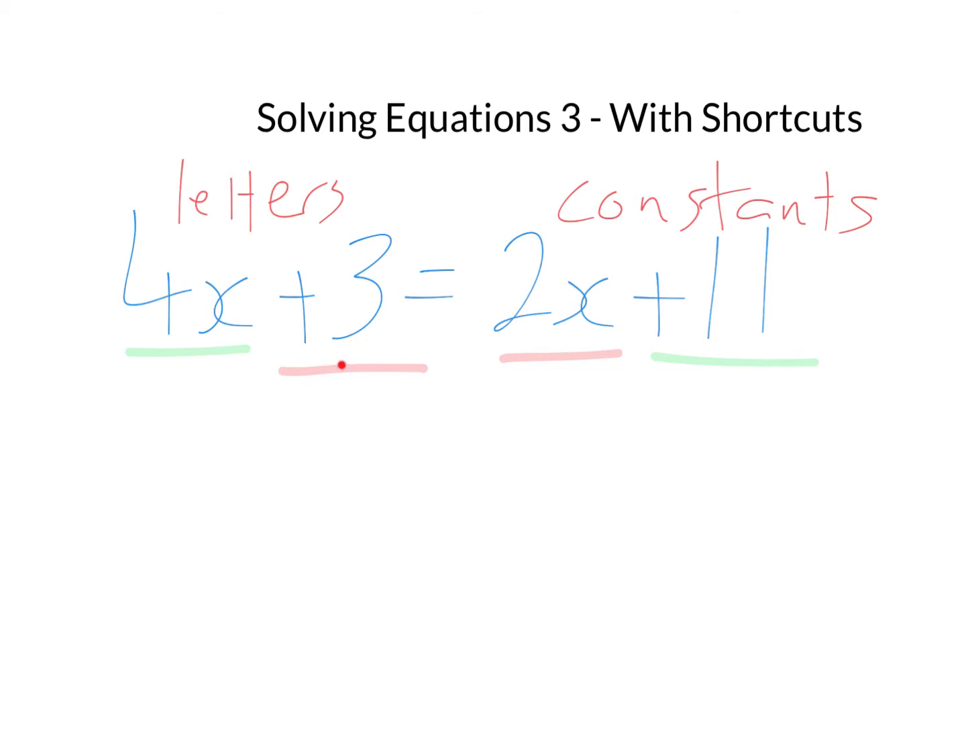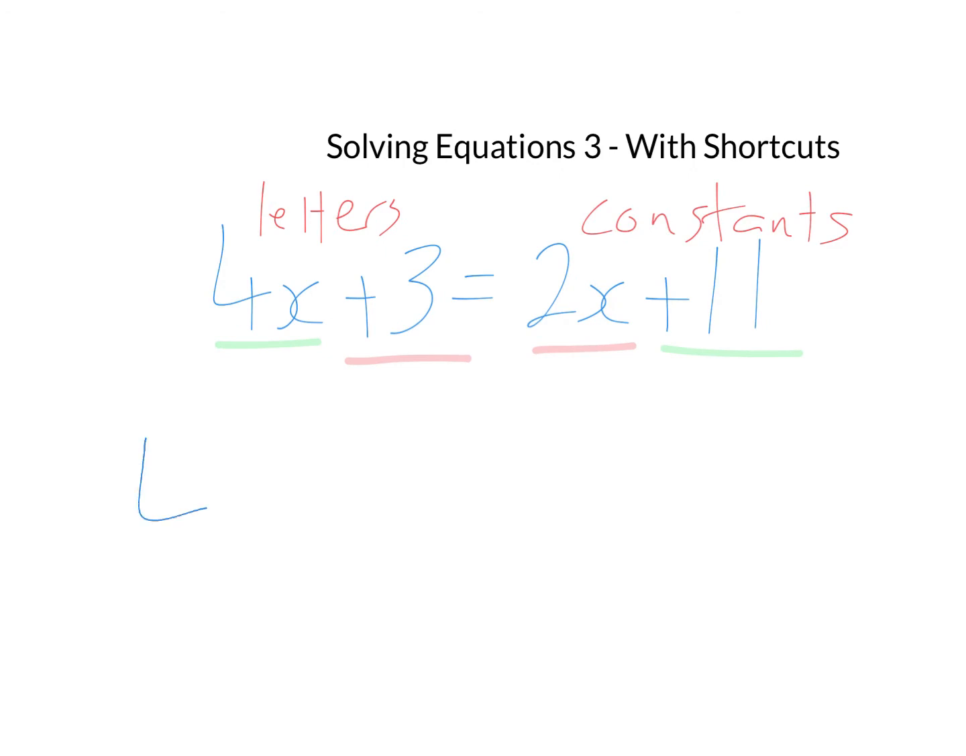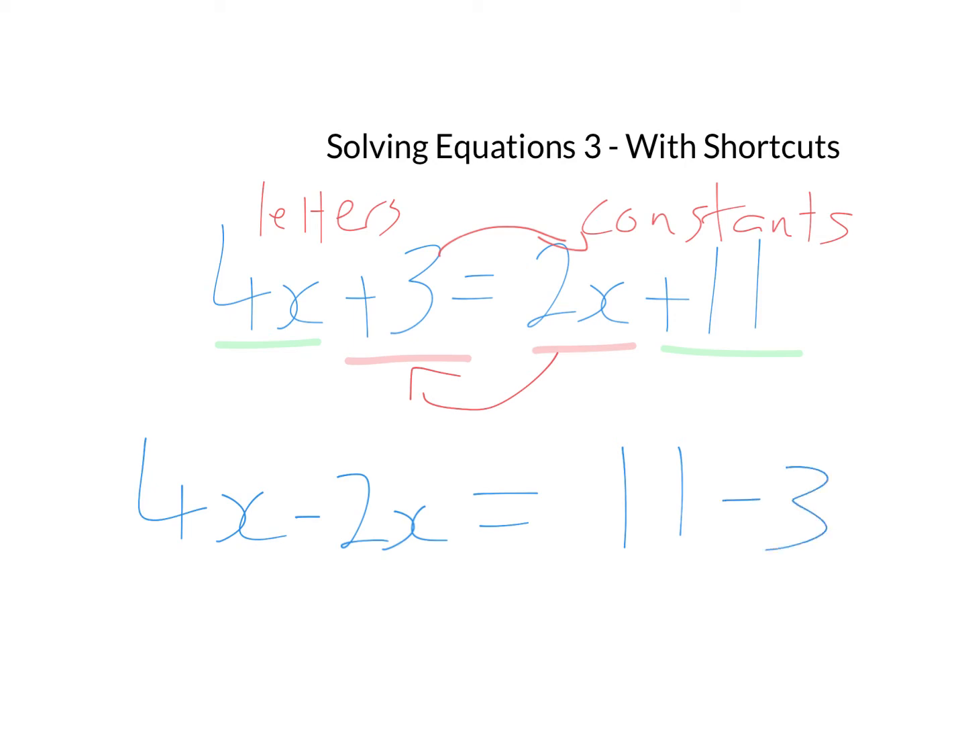So I'm going to have to move the 3 and the 2x to the opposite side. The 3 is going to go to the right hand side, the 2x is going to go to the left hand side. So I'm just going to rewrite what I have here. I'm going to keep the 4x where it is, and I'm going to keep the 11 where it is. 2x is going to move over to the opposite side, and when it changes over, we know by now it becomes a minus 2x. Our 3 is going to also change over to the opposite side, and when it changes side, it also changes its sign, so it's become a minus 3.